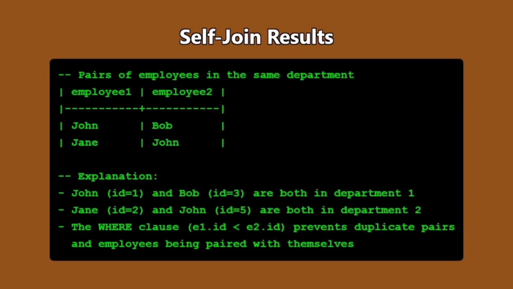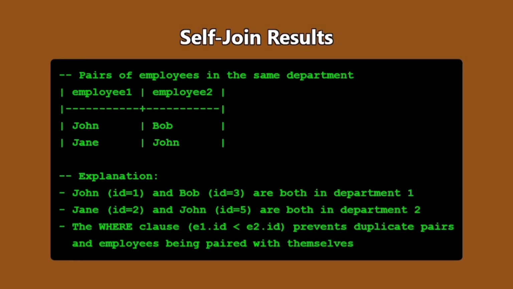Notice we use a condition e1.id less than e2.id to prevent duplicate pairs and to ensure employees aren't paired with themselves, which is a common self-join technique.